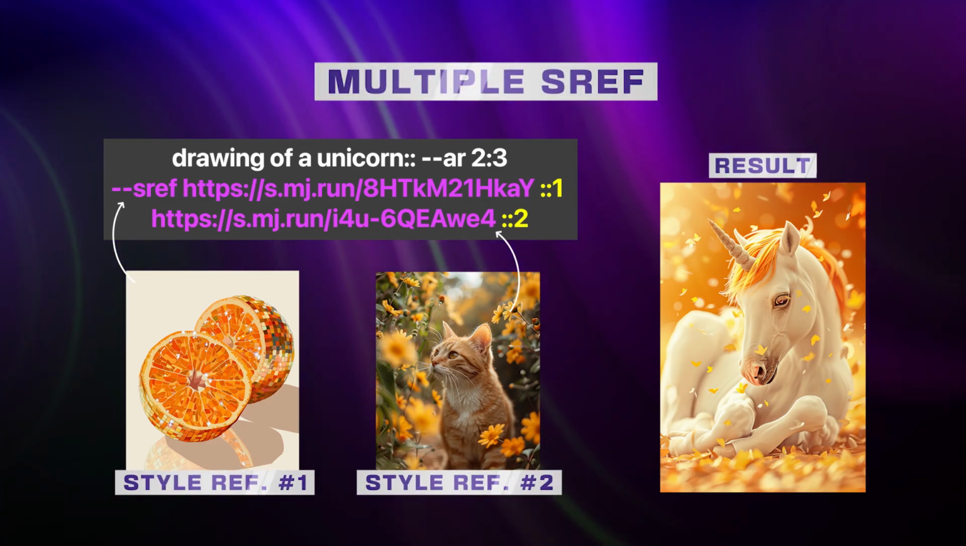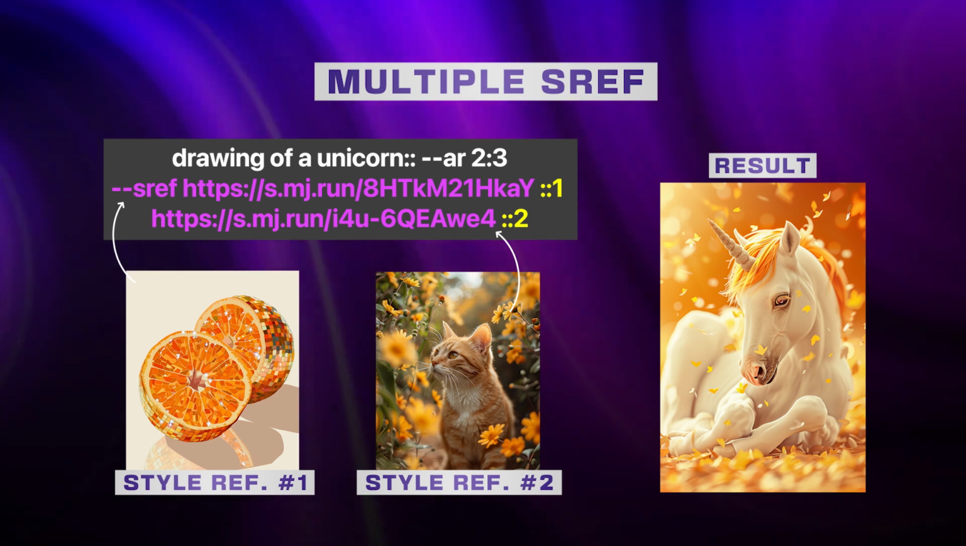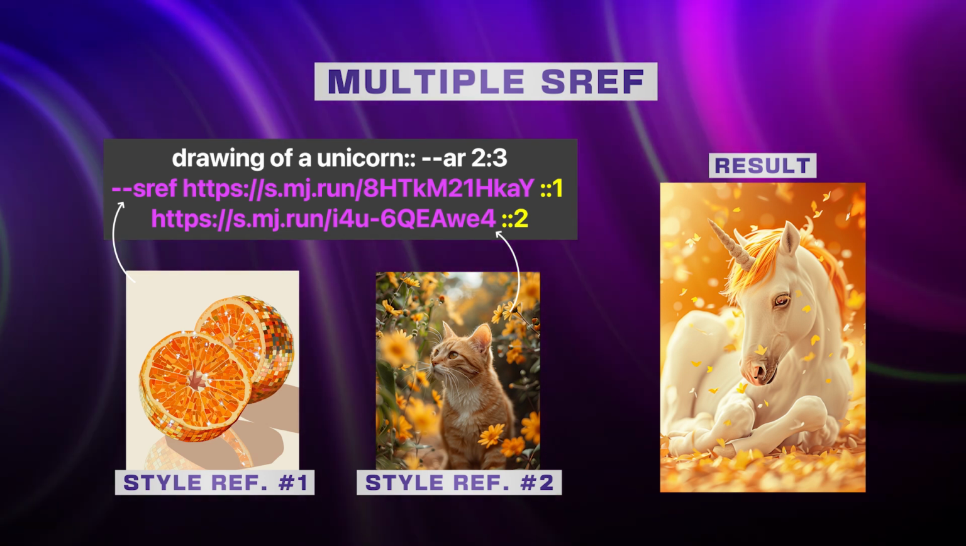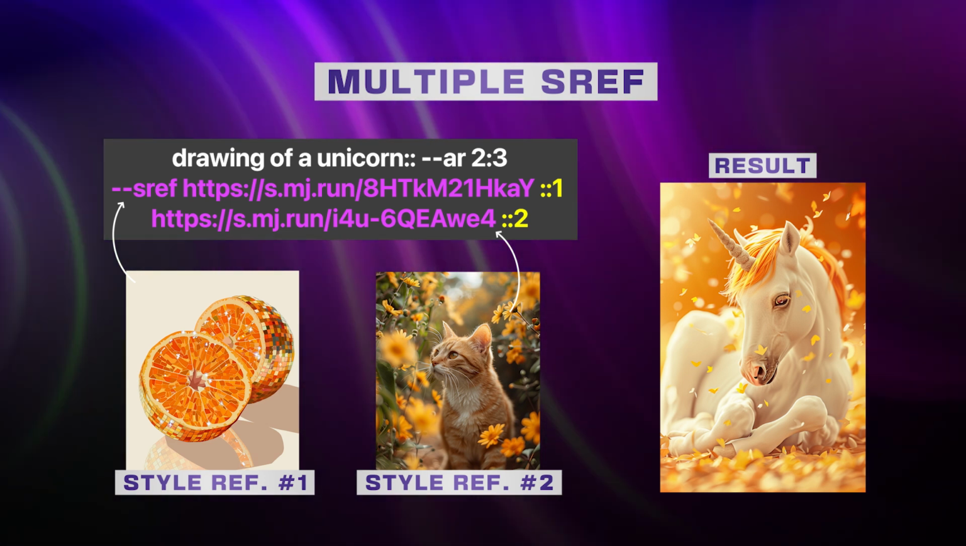As with image references, you can use multiple style reference images with your prompt, but as of right now, you can only weight the different images using Discord. Hopefully, they will add this feature to the web interface soon for advanced users.